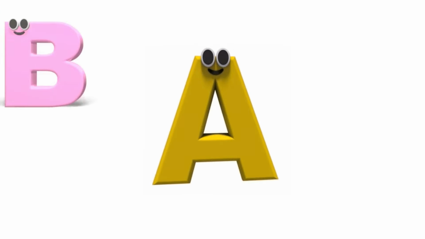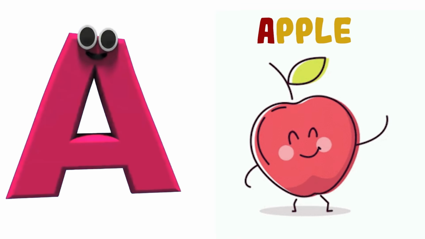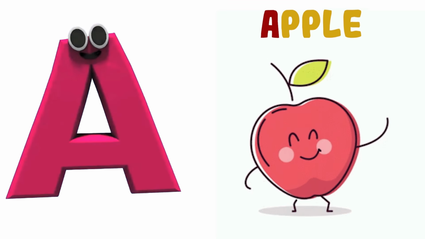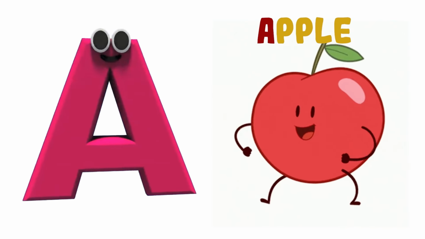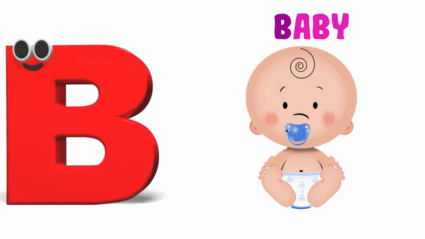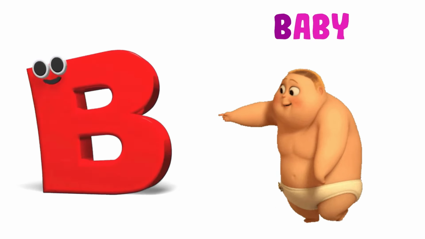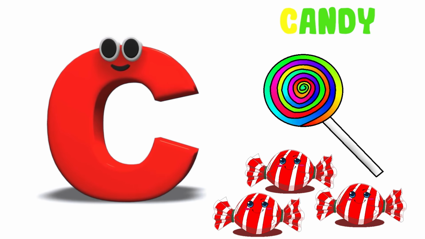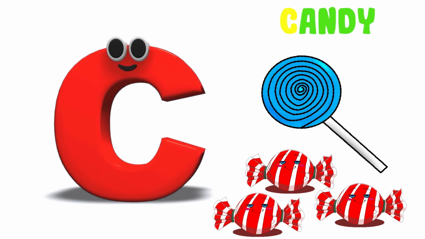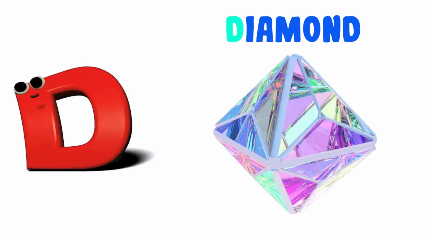Do it again. A is for apple, a, a, apple. A, apple. B is for baby, b, b, baby. B, baby. C is for candy, c, c, candy. C, candy. D is for diamond, d, d, diamond. D, diamond.